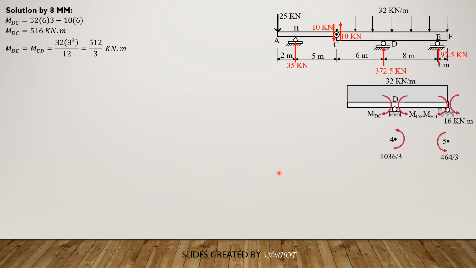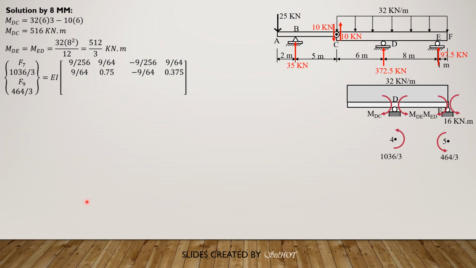So let's consider DE. The stiffness of DE is 12EI over L cubed, the first. Because D and E are supports, we ignore the nodal vertical forces, so F7 only. Then the nodal load at 8 is 1036 over 3. At 9, the downward load is ignored because we are just concerned with the deflection. So at 10 is 464 over 3. Then we factor out EI.